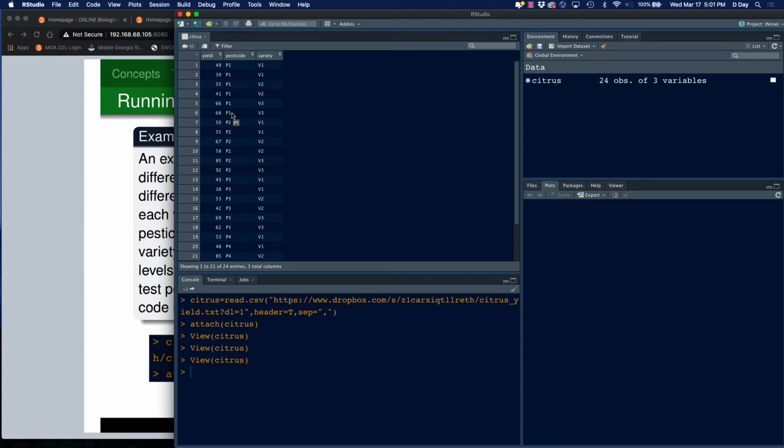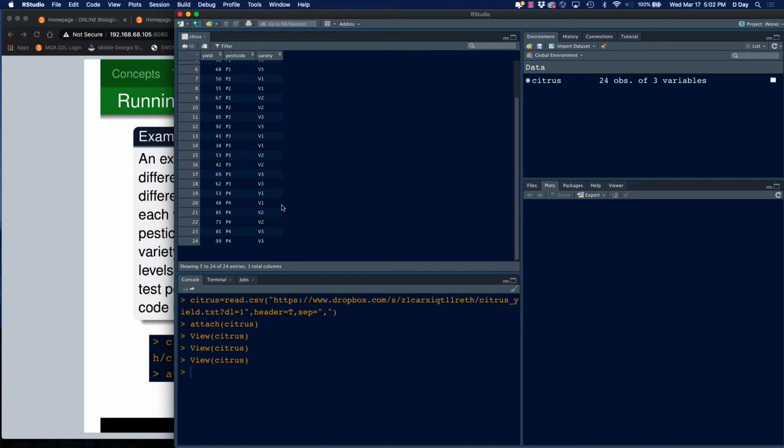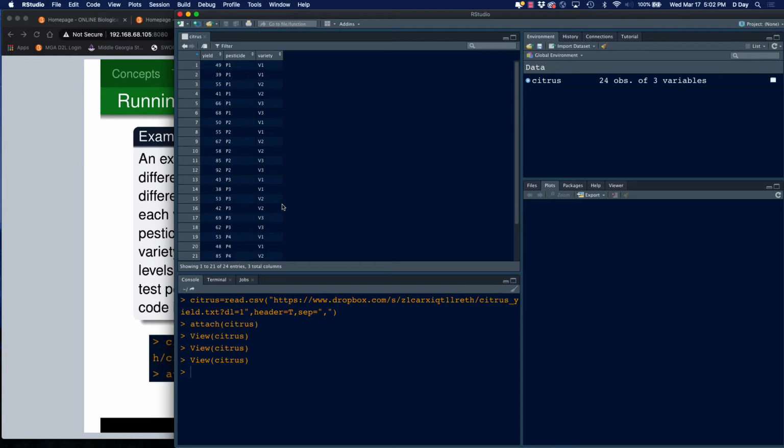And then they're broken down by variety. So those 6 trees got P1s, and then there's variety 1, 1, 2, 2, 3, 3 for the different varieties of trees. So there's 2 trees of variety 1 that got pesticide 1. We've got down here 2 trees got pesticide 2 of variety 1, and so forth and so on. So there's 24 trees total, and they were just broken down this way.